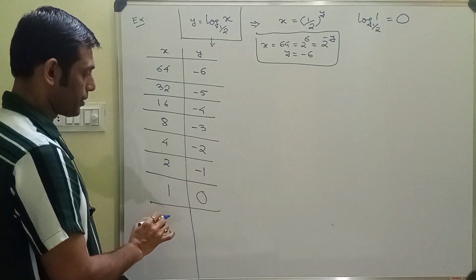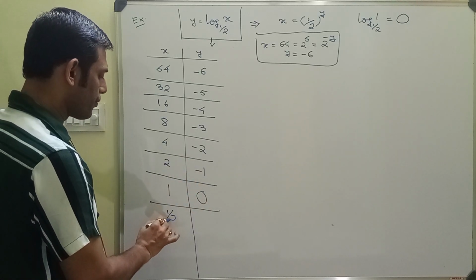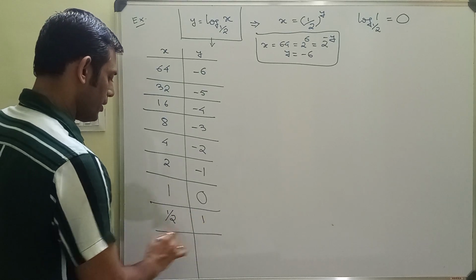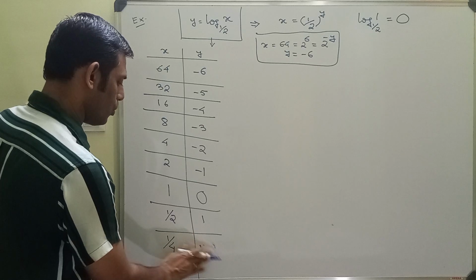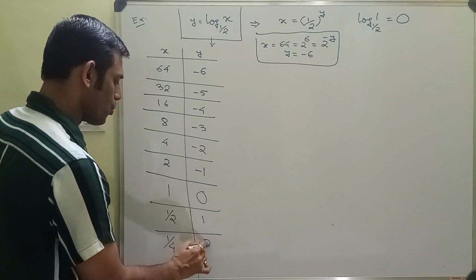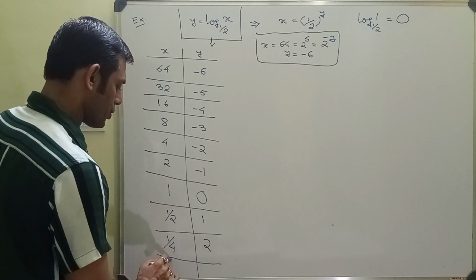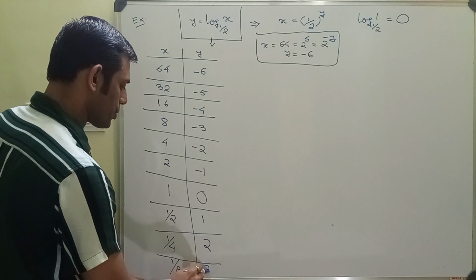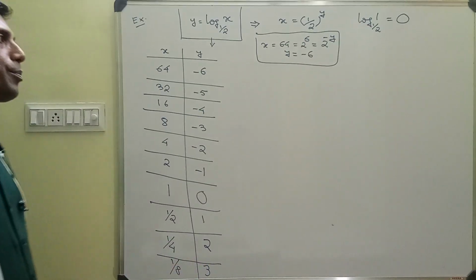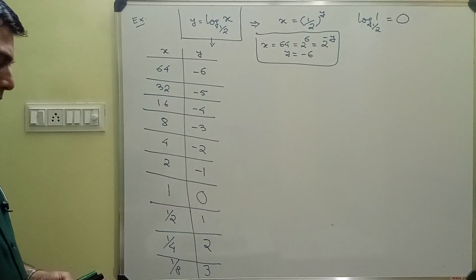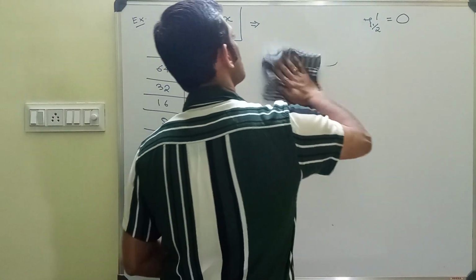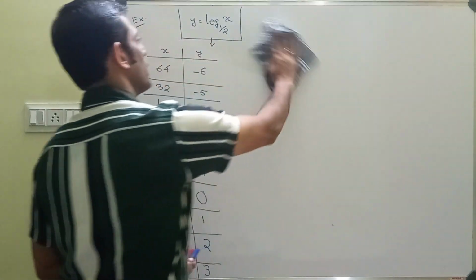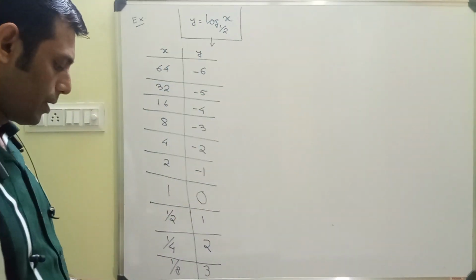And if you go to, let's say, half, you are at 1. Then at 1 by 4, you are at 2. And like this, at 1 by 8, you produce a y value of 3. And that means when you plot the graph, it would look something like this.